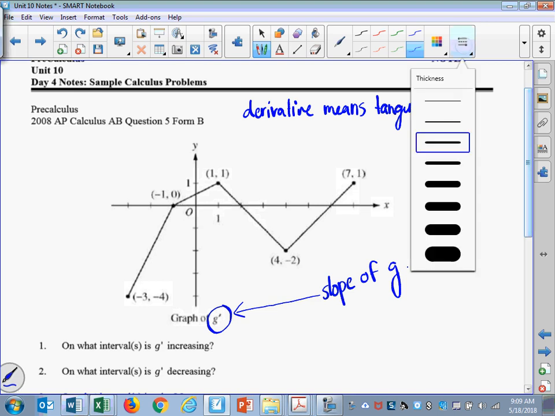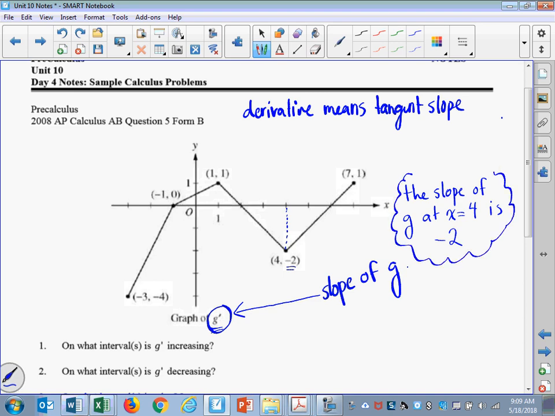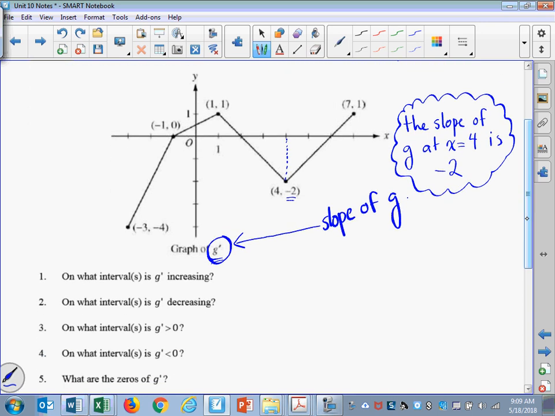What is the slope of the function g at 4? Well, the slope is negative 2. The slope of the function g at 4 is negative 2 because g prime tells me the slope of g. So we could say something like the slope of g at x equal 4 is negative 2. So that's what the derivative does for us, it tells us slopes at different places. So let's look at example 1 and see what they say.